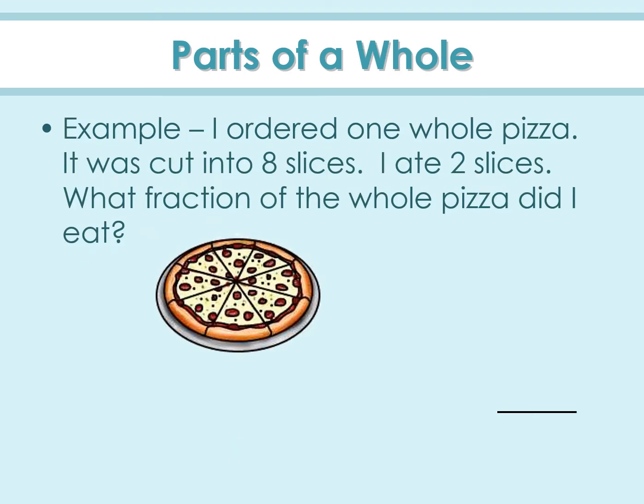Here's another example of parts of a whole. I ordered 1 whole pizza. It was cut into 8 slices. I ate 2 slices. What fraction of the whole pizza did I eat? So there are 8 total slices. I know that 8 is going to be my denominator. That's my number on the bottom because that's my total. Okay, 8 slices. Now I ate 2 slices.